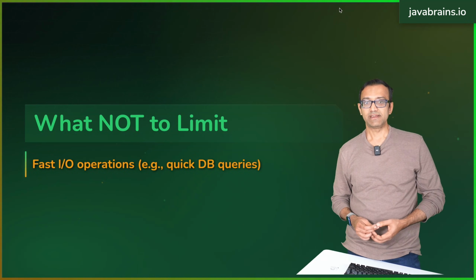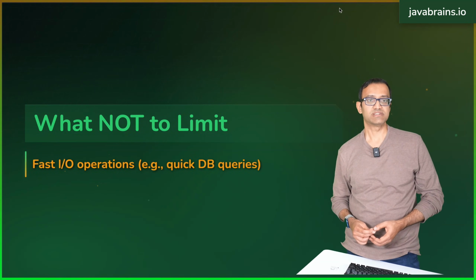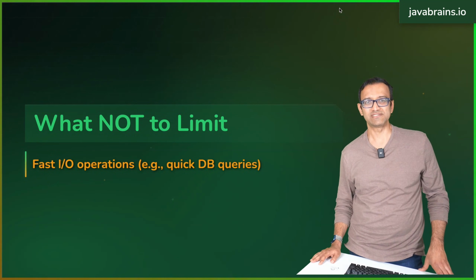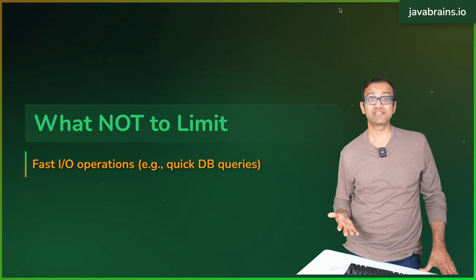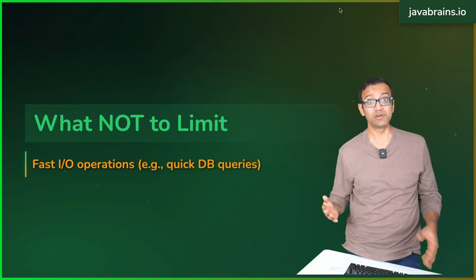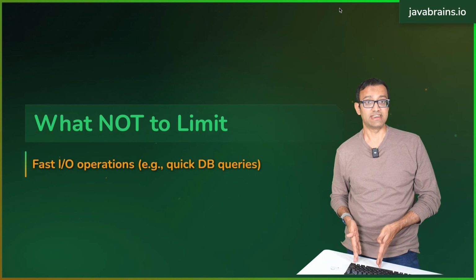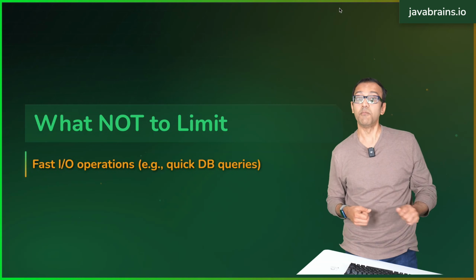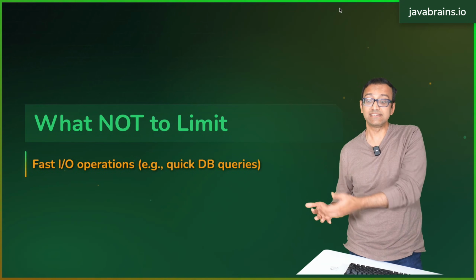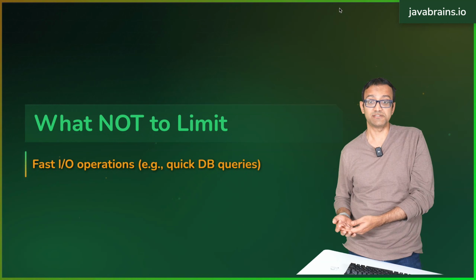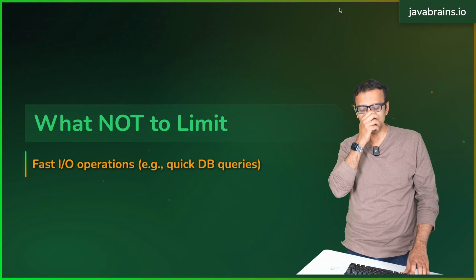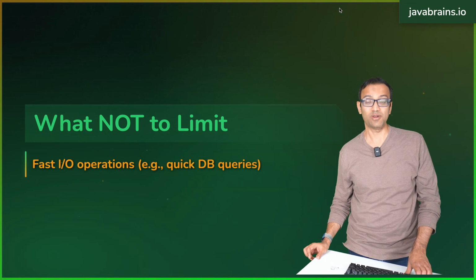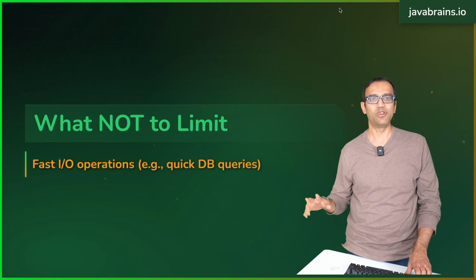You don't want to limit fast operations, simple IO operations that release resources quickly, like typical database queries which execute in milliseconds. Virtual threads handle these very well, and you don't need explicit limits. So virtual threads remove the need for thread pool tuning in most places, but they increase the need for resource protection when the resources are genuinely limited. So you have to just run tests and make sure that you're not overwhelming in various different load scenarios.